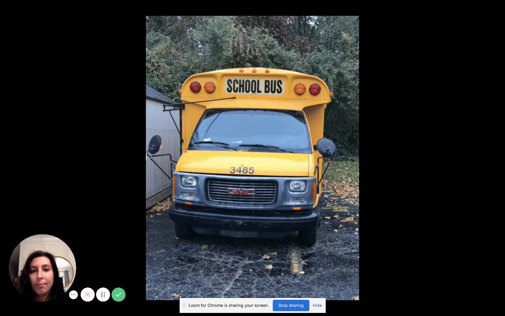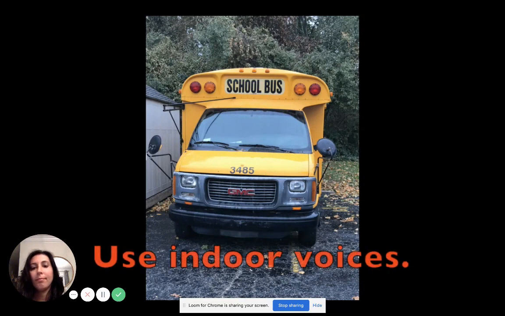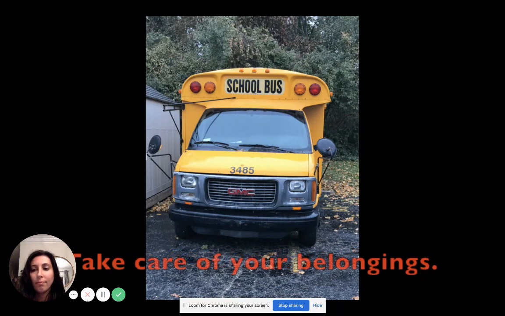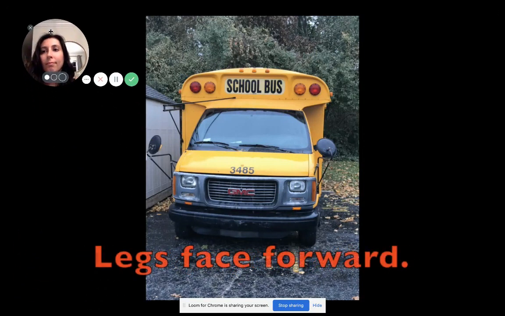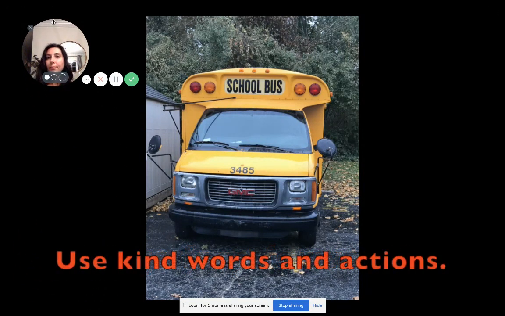When you are on the bus, you agree to follow the 3 R's by using indoor voices, listening to the bus driver, taking care of your own belongings, wearing your seatbelt, having your legs facing forward, and using kind words and actions.